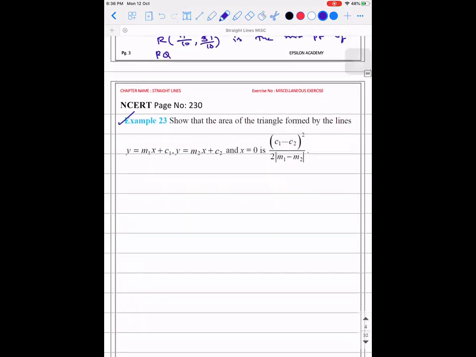Next. Show that the area of the triangle formed by the lines y = m1x + c1, y = m2x + c2, and x = 0 is (c1 - c2)² divided by 2|m1 - m2|. Okay. So the question seems big, but it is simple only. Concentrate.